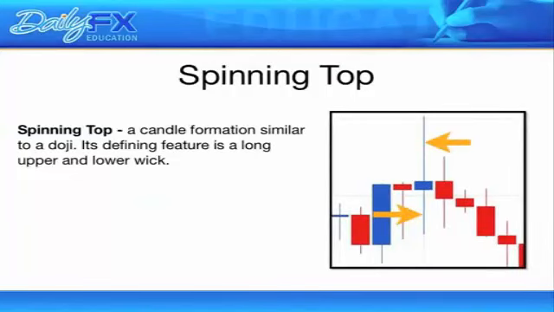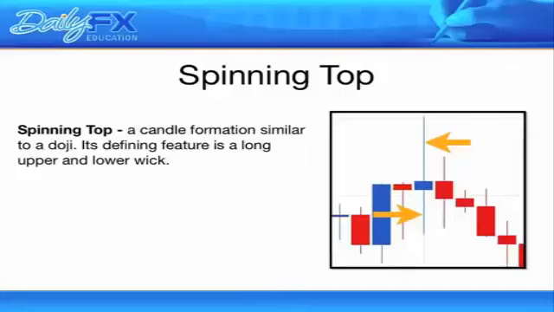The next pattern is easy to spot and looks similar to the doji. However, there is typically a long wick above and below the body of the candle. In fact, this is where the pattern gets its name. Due to the long wicks and the thin body, typically right in the middle of the candle, this formation looks like a wooden top that children often play with.